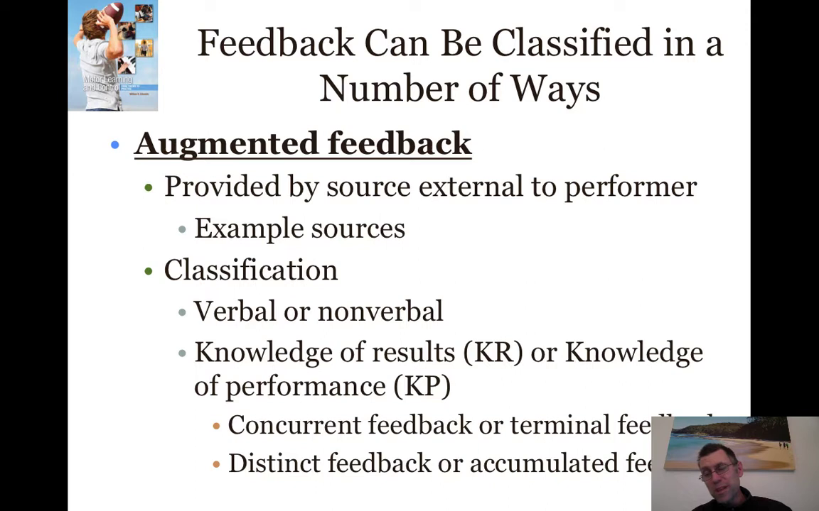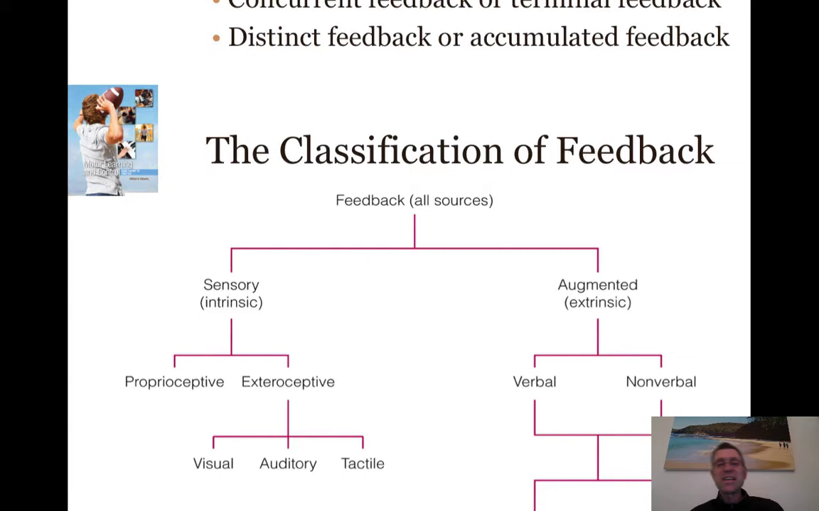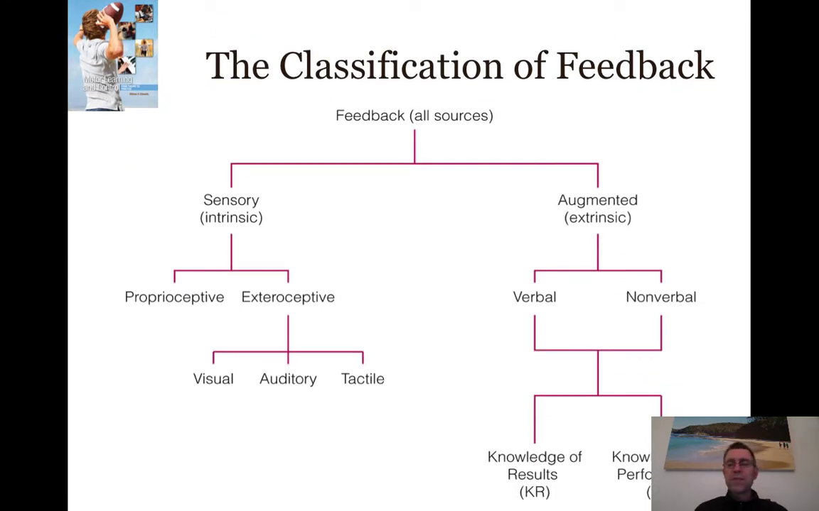Then there's distinct feedback or accumulated feedback. Distinct feedback is feedback given after a specific trial or a specific attempt. All right, each time I shoot a free throw, I'm going to get some feedback on it. Whereas accumulated feedback is, do a whole bunch of free throws, and then I'll give you some ideas and feedback specifically with that group of attempts that you just did. So that's distinct versus accumulated.